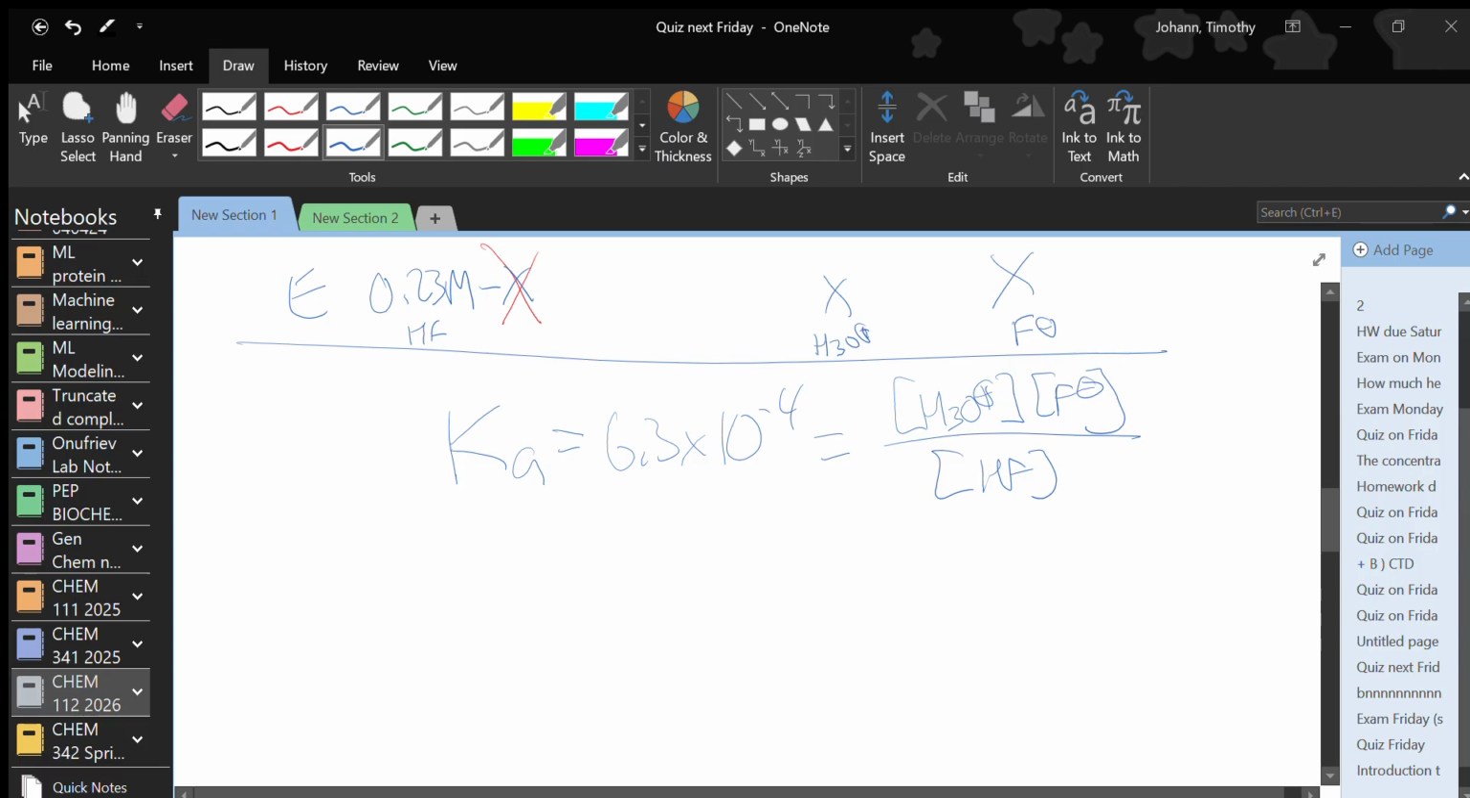And I'm just going to put the numbers in. So 6.3 times 10 to the negative 4. H3O plus is going to be x. F minus is going to be x. And on the bottom, we've made our simplifying assumption to get rid of that quadratic. That's going to be 0.23 molar. And now what I want to do is multiply both sides by 0.23 to get just x squared on one side.